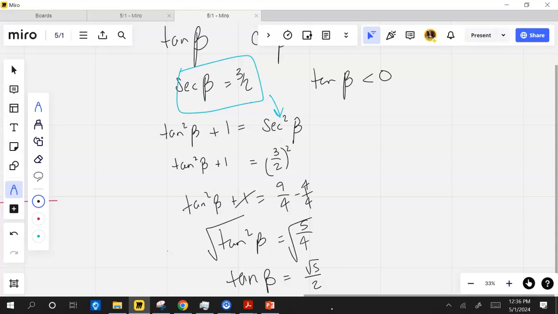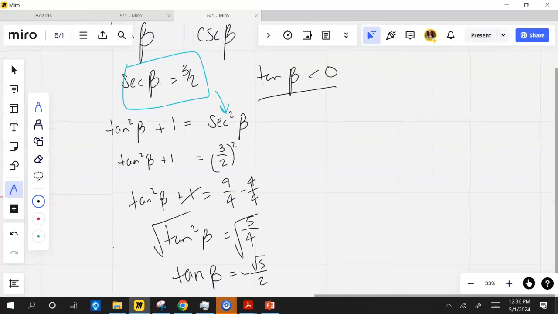Okay, so yes, we're going to do the negative. It tells us to do the negative. So when I take the square root, I'm taking the negative root, because square root is plus or minus, right? Okay, so now we have to find cosecant.